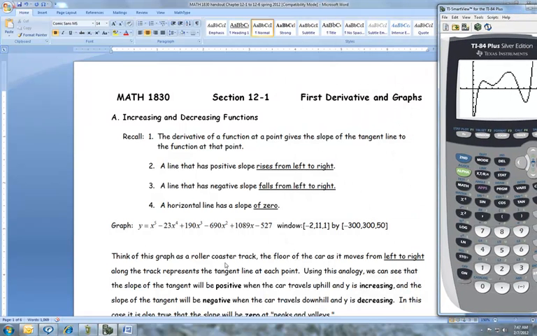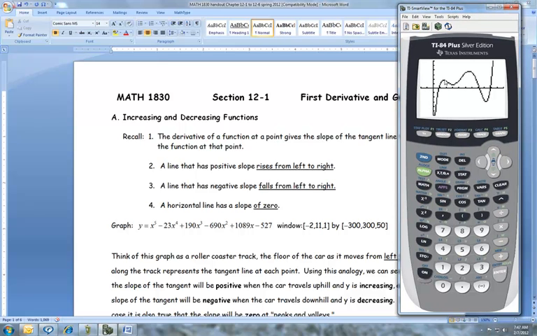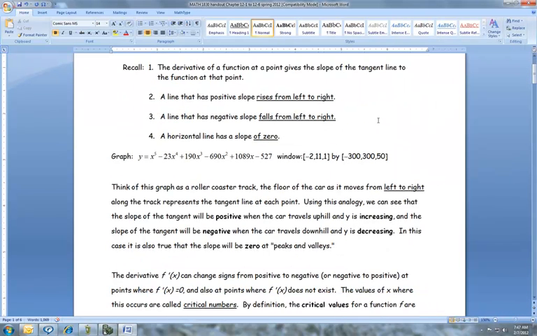It says, think of this graph as a roller coaster track. The floor of the car, if you've ever been in a roller coaster, as it moves from left to right along the track, represents the tangent line at each point. Using this analogy, we can see that the slope of the tangent will be positive when the car travels uphill and y is increasing, and the slope of the tangent will be negative when the car travels downhill and y is decreasing. In this case, it's also true that the slope will be 0 at peaks and valleys. Let's see what else I've got.